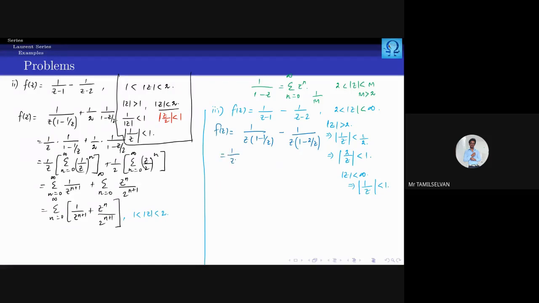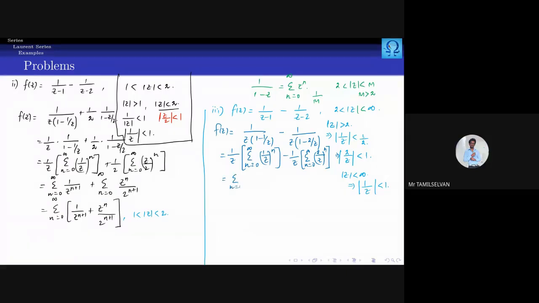So the first thing, 1 upon z multiplied with, what do we have? Summation n runs from 0 to infinity, 1 by z the whole power n. Okay, here minus 1 upon z multiplied with summation n runs from 0 to infinity, then 2 by z the whole power n. Is that clear? Guys, is that clear? Yes, sir.